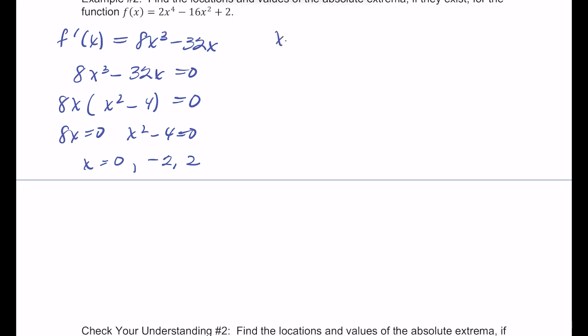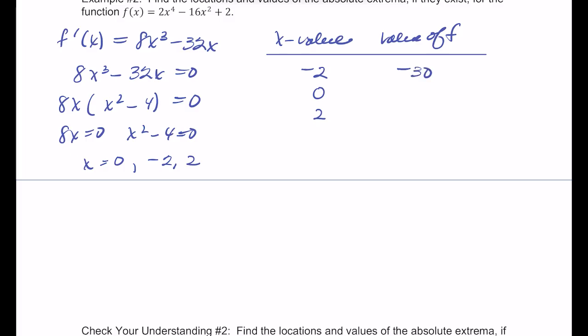Okay, so I'm going to make a little table like I had provided for you all before. So x value and then value of f. And I'm going to just use my critical values there. Okay. And if I plug in -2 back into my function, again, you can use the table in the calculator if you want, which I showed you how to do in the last example. You would get -30. And if you plug in a 0 into your original function, you're just left with 2. And if you plug in a +2 into the original function, you get -30.